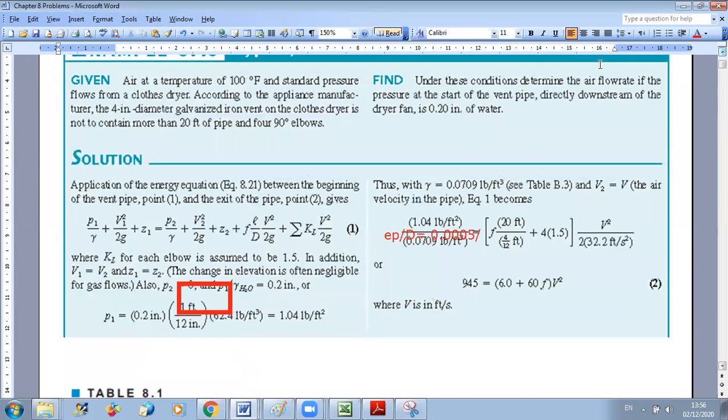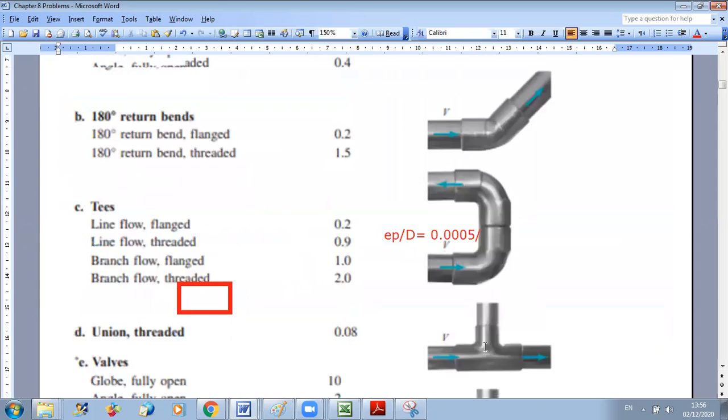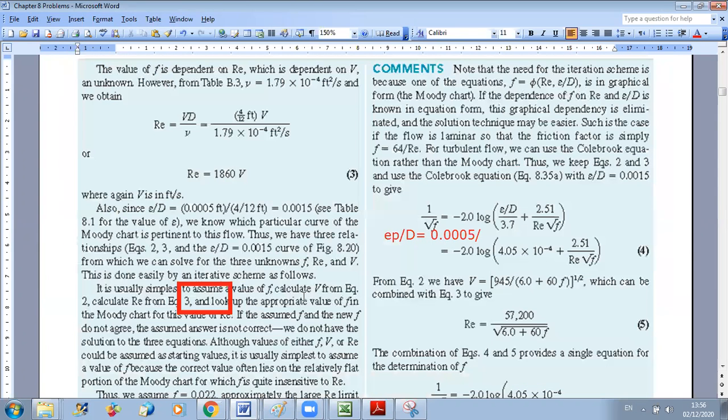So 4 inch, okay? So don't forget, as we said, to convert to feet, which is 4 over 12. So if you do the ratio, you can get the value of epsilon over d. So we can see it here. Epsilon over d is 0.005 over 4 over 12, which will give us a value of 0.0050.